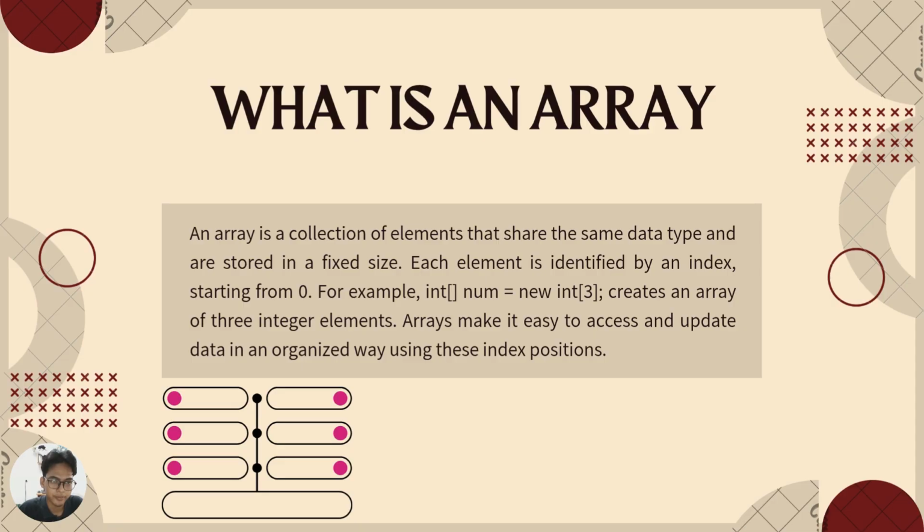So, what is an array? An array is a collection of elements that share the same type of data and are stored in a fixed size. Each element is identified by an index starting from 0. For example, int[] number = new int[3]; the square brackets are the symbol for array. This creates an array of 3 integer elements. Arrays make it easy to access and update data in an organized way using these index positions.